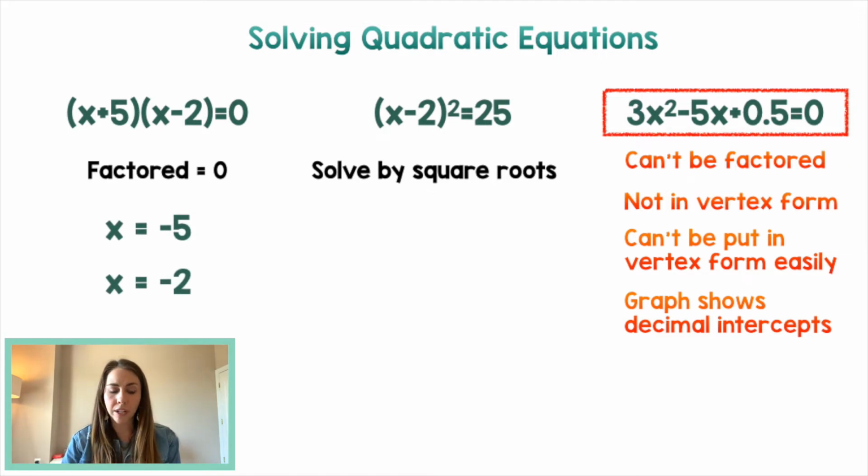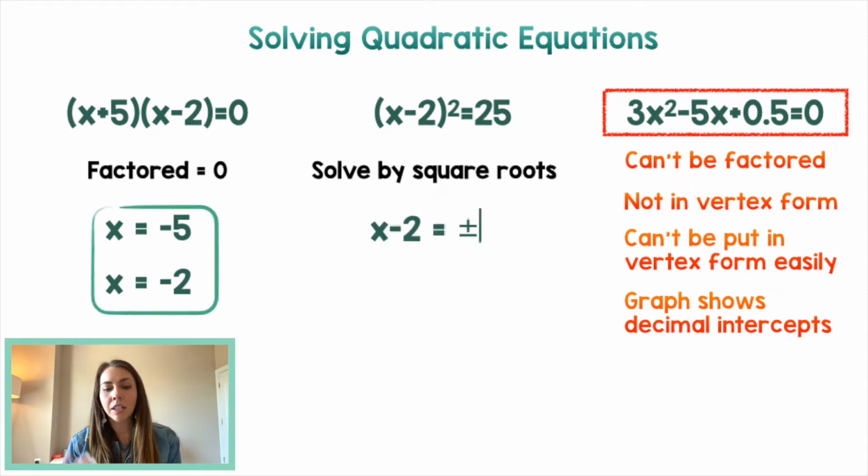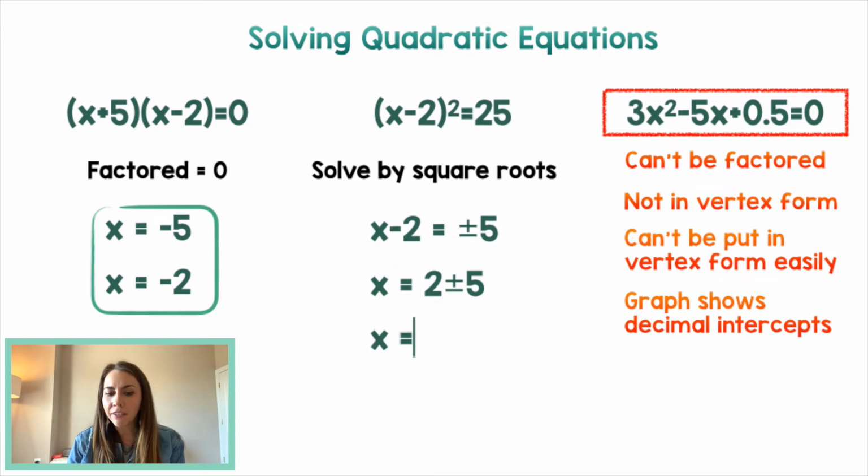So let's say that you went into the first one. You can look at that and you already know your answers. It's -5 and -2. For the second one, it's a little bit more work, but you take the square root of both sides. Don't forget the plus or minus. Then x equals 2 plus or minus 5. So x equals -3 or x equals 7.